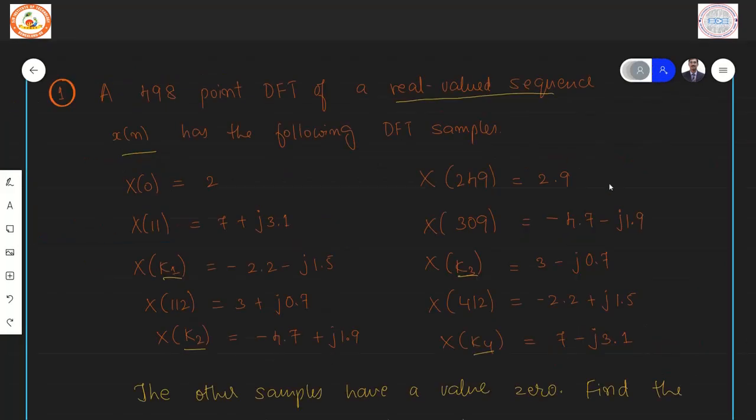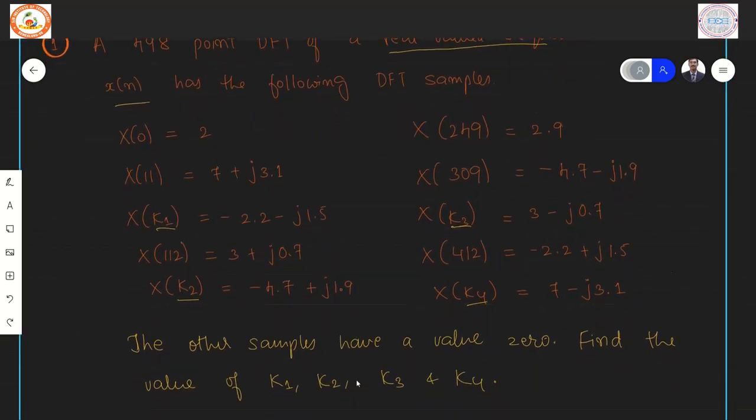Let us look at the next problem. The problem states a 498-point DFT of a real valued sequence x of n has the following DFT samples. The samples provided are x of 0, x of 11, x of k1, x of 112, x of k2, x of 249, x of 309, x of k3, x of 412, x of k4. The other samples have a value 0. Find the value of k1, k2, k3 and k4.